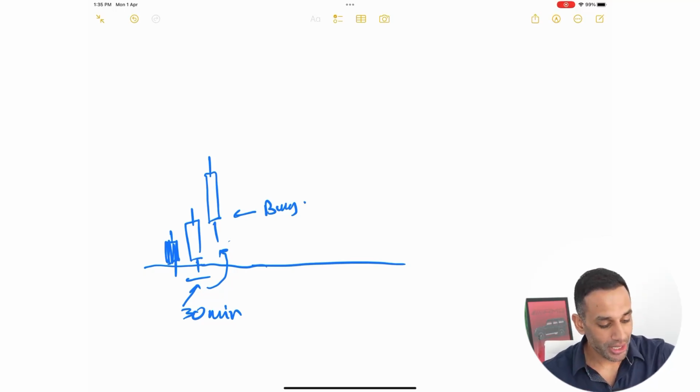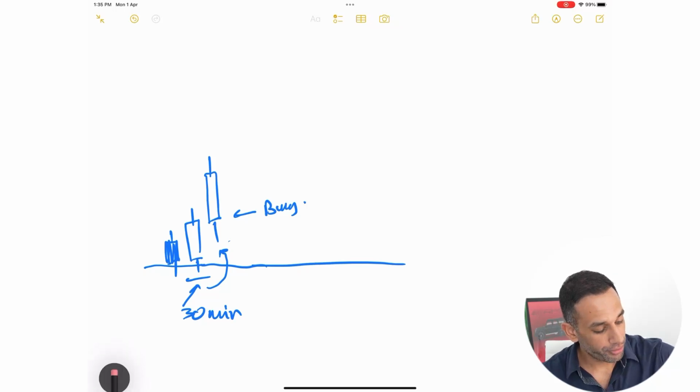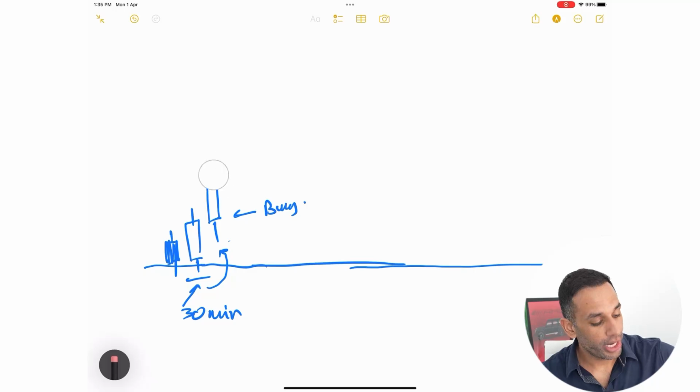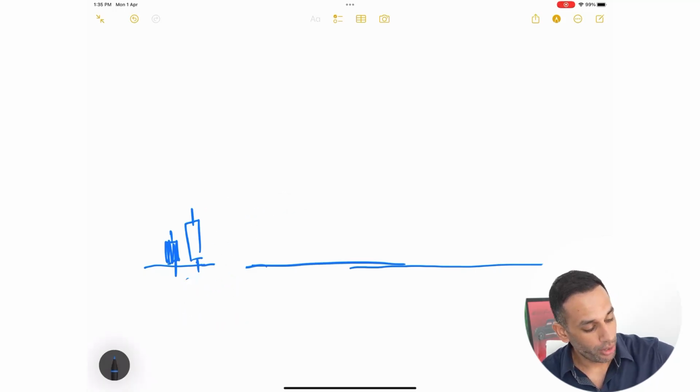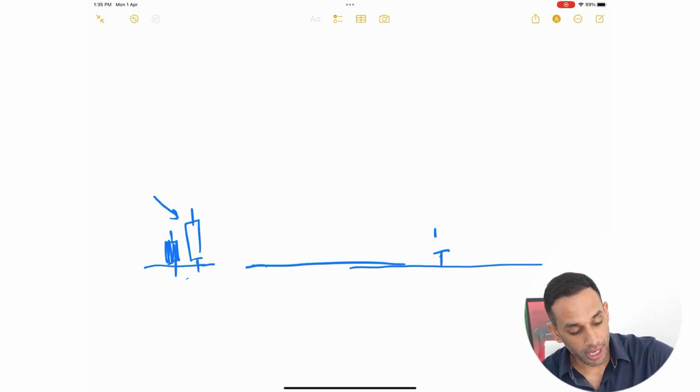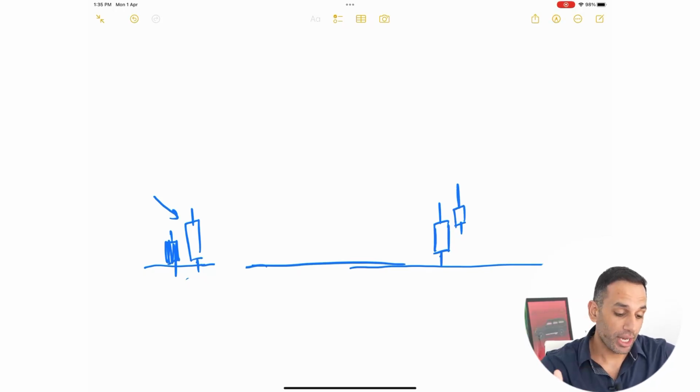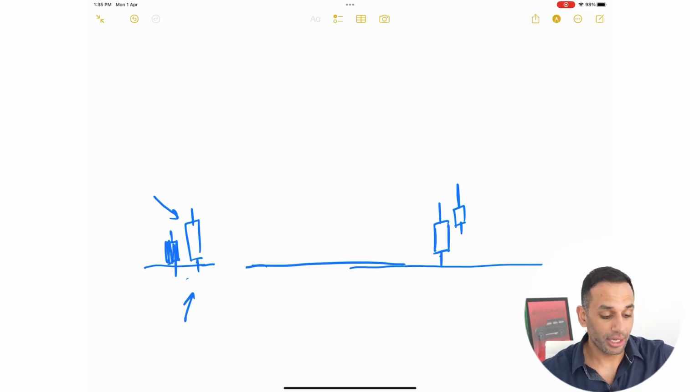Now, let's take a look at the 15-minute time frame and let's take a look at how this 30-minute candle creates the overall structure on the 15-minute time frame. If we're taking a look at this 30-minute on the 15-minute, it may look something like this. We have a bullish candle here and then we have another bullish candle right over here. So these two 15-minute candles may create the overall 30-minute candle at this point.